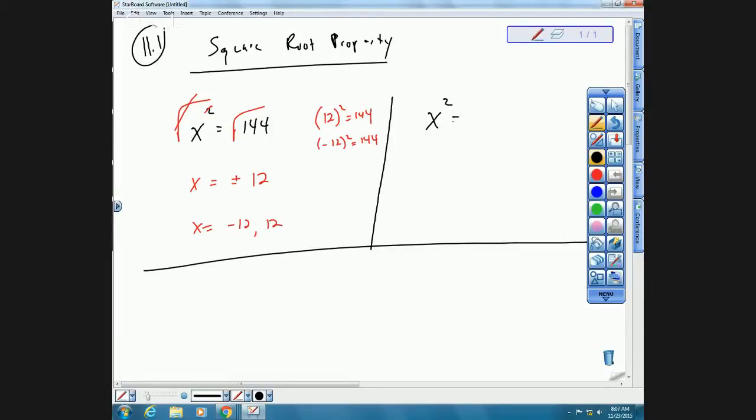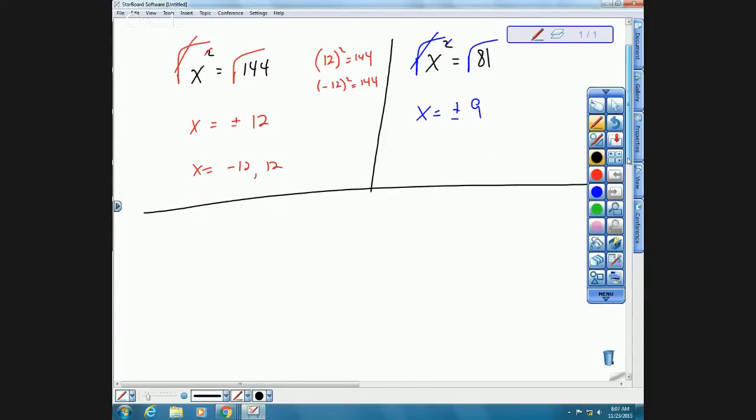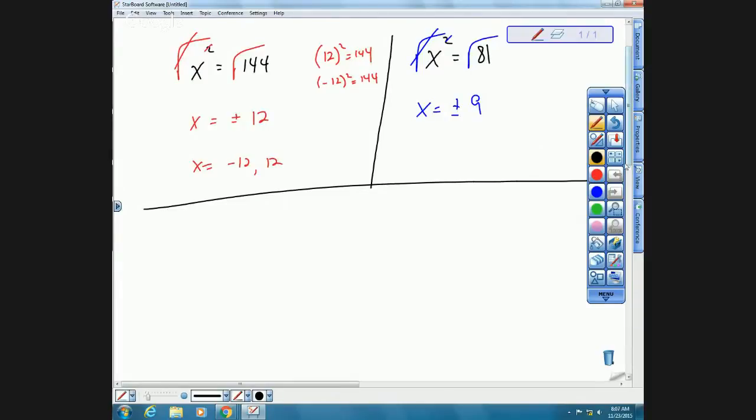If I had x squared equals 81, I take the square root, the square and the square root cancel out. As soon as I take the square root inside the equation, I write plus or minus. The square root of 81 is 9. Anytime you have just an x squared in a problem, you can do this. Most of the problems we've done look like x squared plus some number plus c. Anytime this term's not there and you have just the x squared, you can solve like this.